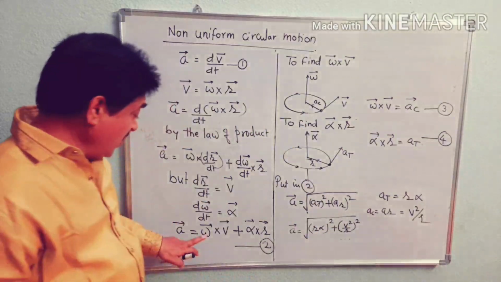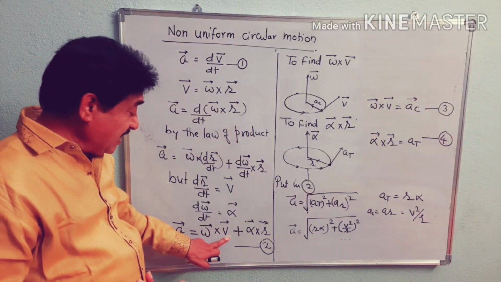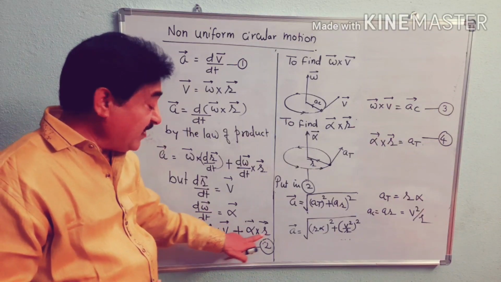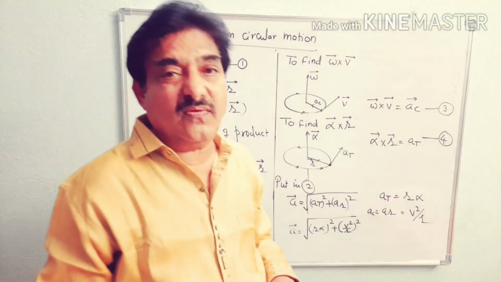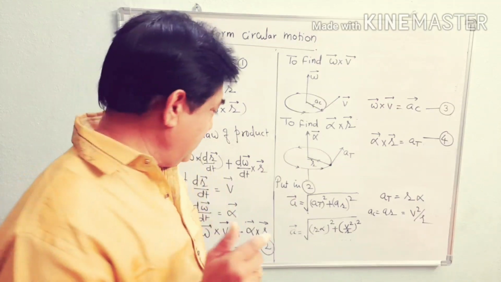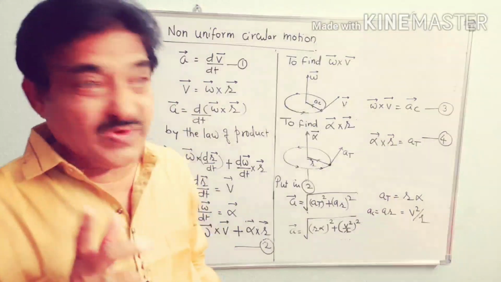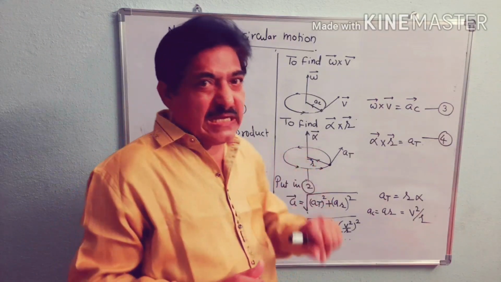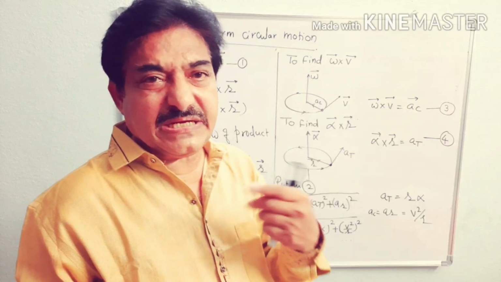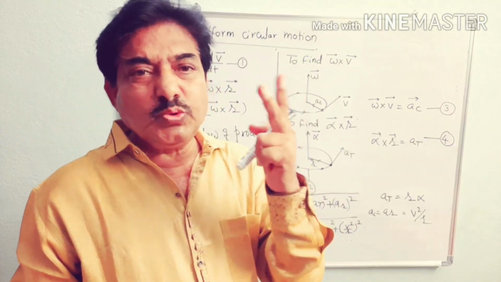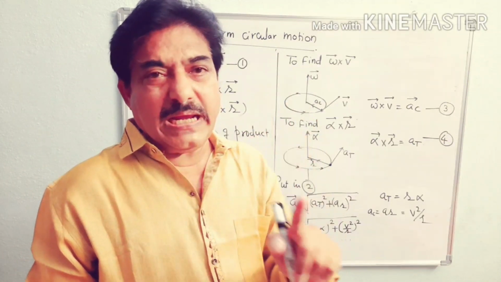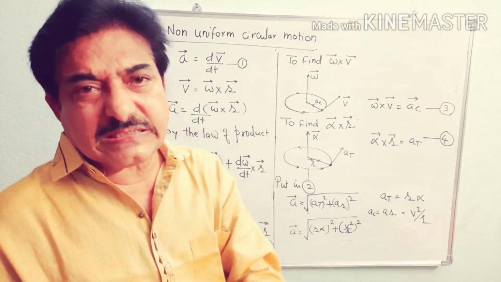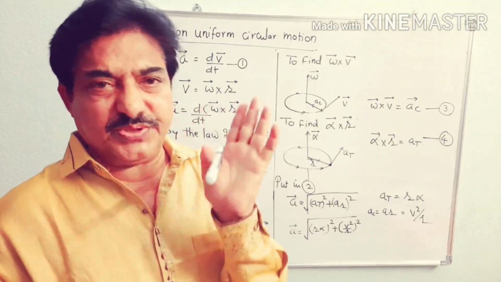So here we have to find out the values of omega cross v. In a similar way, we have to find the value of alpha cross r. What is alpha? Alpha is angular acceleration and r is a radius vector. According to the sign conventions, alpha has two sign conventions: one for the kinematical equation and another for the cross product.